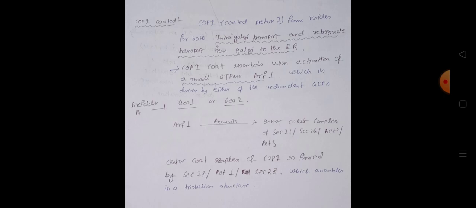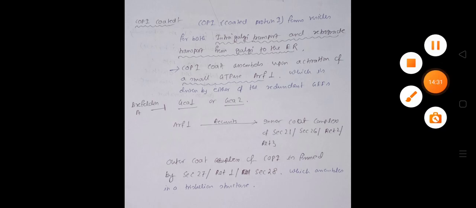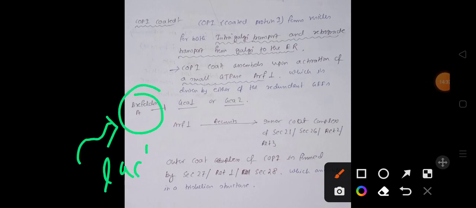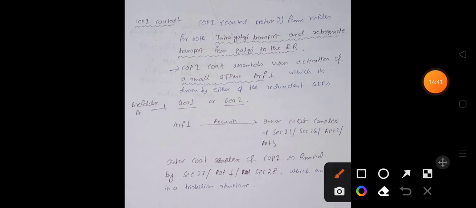Now the formation of COP1 can be inhibited with the help of Brefeldin A, a lactone antibiotic. And how does it work? It works by inhibiting the GEFs GEA1 and GEA2. So that is the idea of how COP1 coated vesicles are formed.